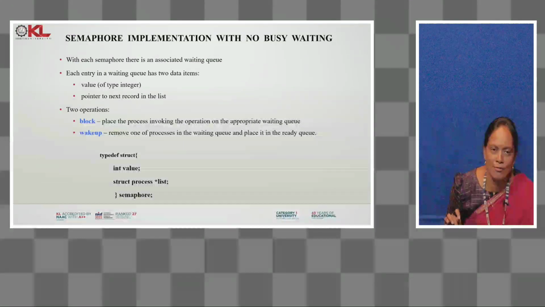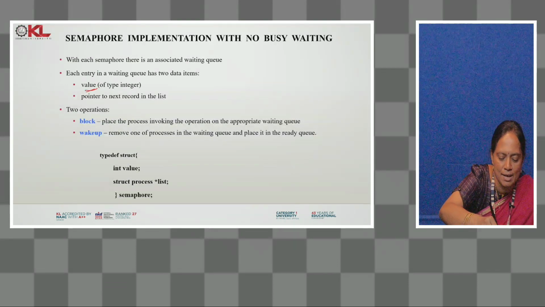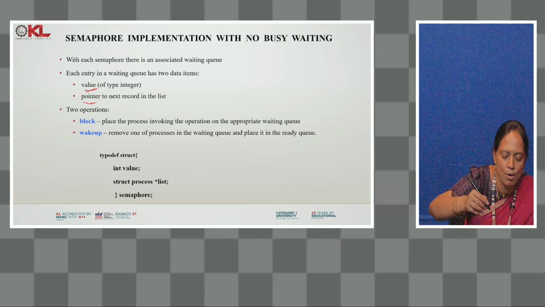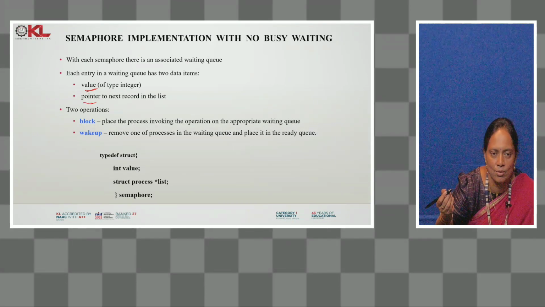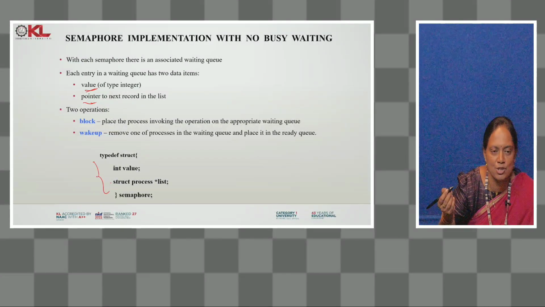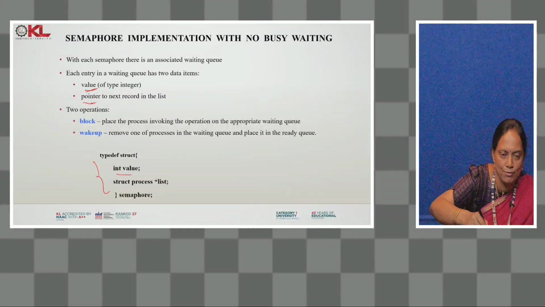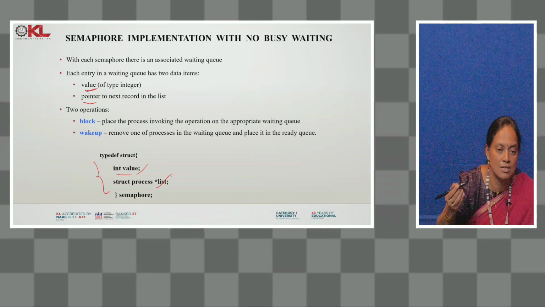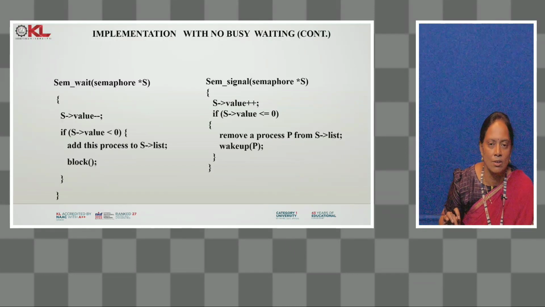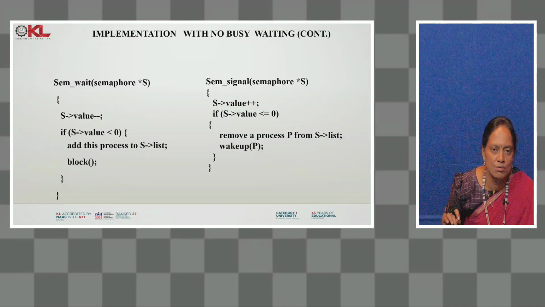So here each semaphore is associated with a waiting queue. The semaphore has a value, which is of type integer, and a pointer. That pointer is used to point to the next record in the list. So this is the simple definition of the semaphore: it has the value and the list. Star list means a pointer to the next record in the list. This is the slight modification of the wait and signal operations to avoid busy waiting.